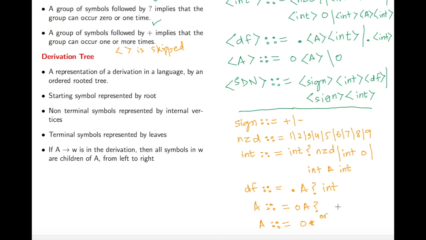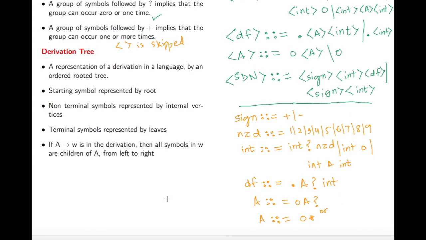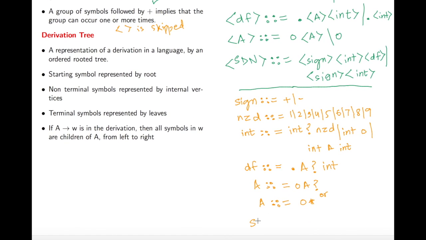And then obviously we will have the signed decimal numbers, or SDN, which we called it. Decimal fraction is there once and not there once. So I can just say sign int decimal fraction question mark. So this is the extended Backus-Naur form for the same problem.